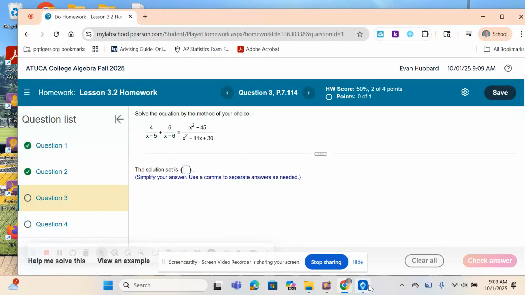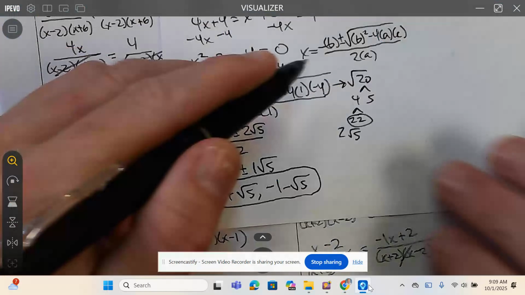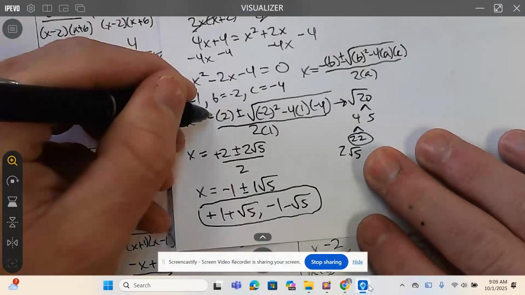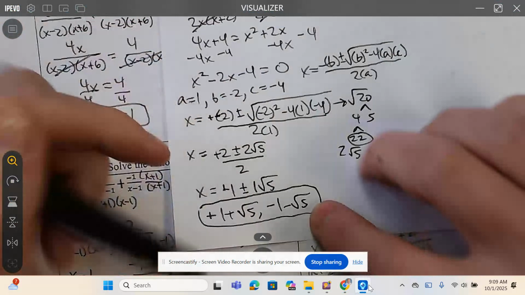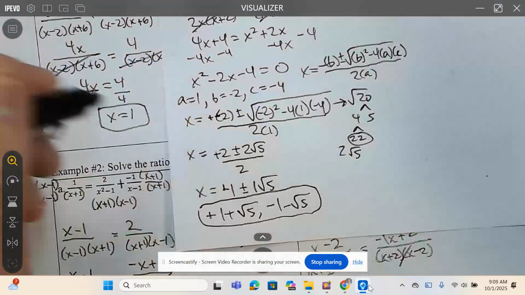My mistake on there, it's negative b, like I wrote down. I put negative, should be negative 2 there, which makes that positive. So it becomes positive. Okay, so I apologize for that.